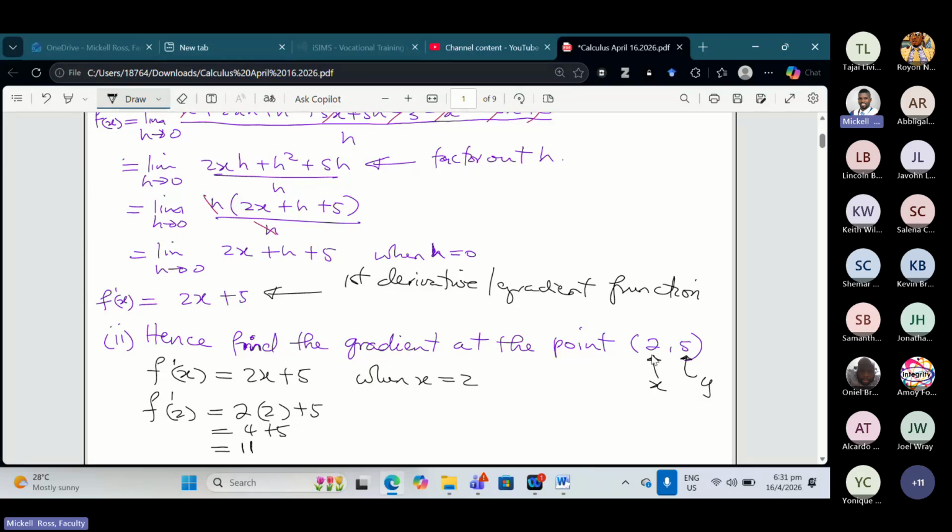So at the point 2, 5, the gradient is 9, which means that you have a positive gradient. So that means the line is sloping up, right? So remember, negative gradient, line slopes going down, positive gradient, line slopes going up. All right. So from your first question, it can be expected to carry out that amount of working.